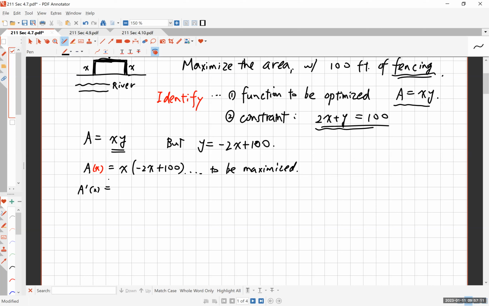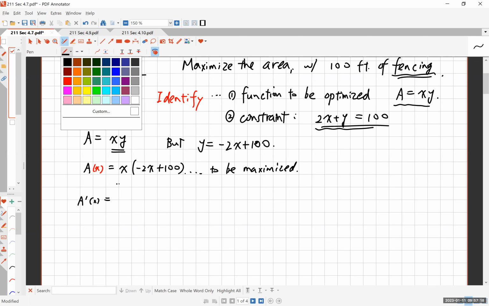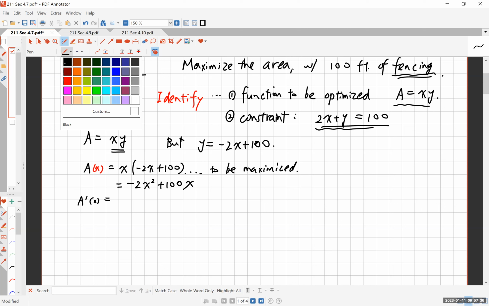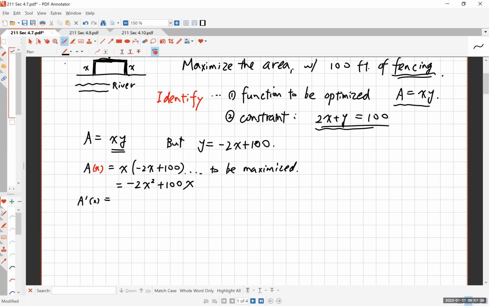Actually, let's go ahead and rewrite this in a more traditional way. It's negative 2x squared plus 100x. At this point, you recognize this as a quadratic function, and as such, you know this is an upside down parabola. There is a way to find the maximum without using calculus. Maybe you learned that in an algebra class. The axis of symmetry, the vertex, happens when x is equal to negative b over 2a. But if you use calculus, it's a lot easier.